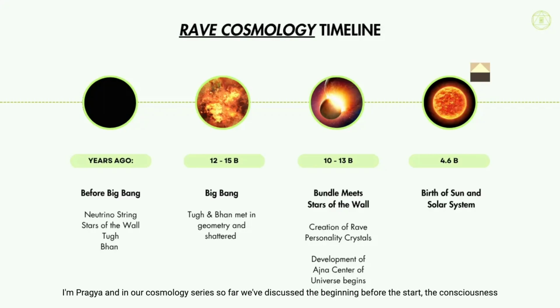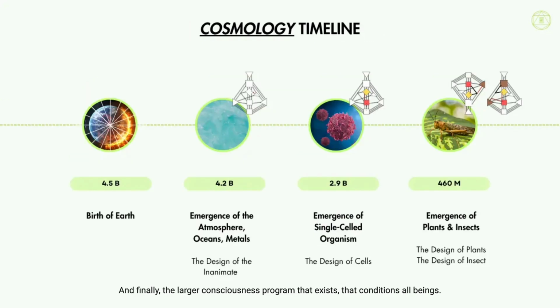I'm Pragya, and in our cosmology series so far, we've discussed the beginning before the start, the consciousness plan that already existed, that was implemented at the Big Bang where the universe was conceived. We also discussed the other explosion that took place that created the Rave personality crystal and led to the development of the Ajna center of our universe. Eventually, we spoke about the center, the camel, and the dog that reside in our sun. And finally, the larger consciousness program that exists, that conditions all beings.